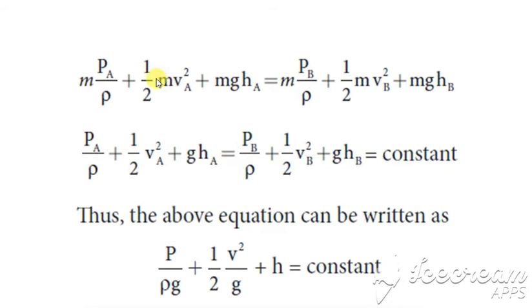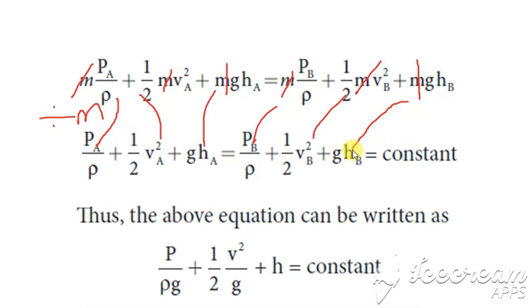So equating the value of this E on both the sides, we get m PA divided by rho plus half mv square plus mgh. This is all of term A and this is all of term B. Now divide throughout by the term m. So dividing throughout by m, the value of m gets cancelled fully. Yes, so we get P by rho, half V square and G, and the same way here also. And these are of the same terms, so we can write this to be constant.